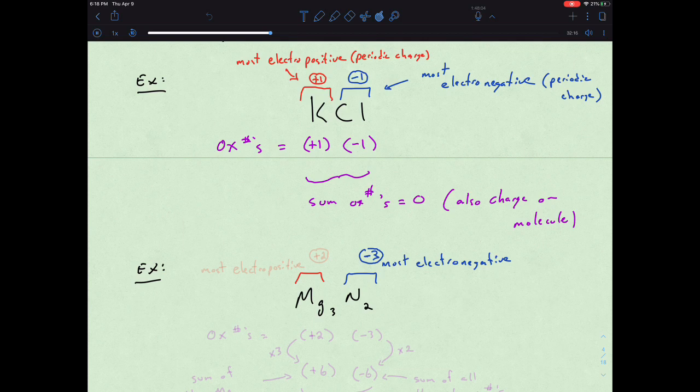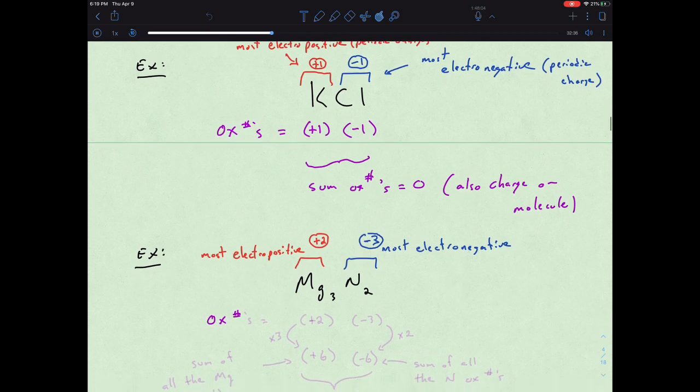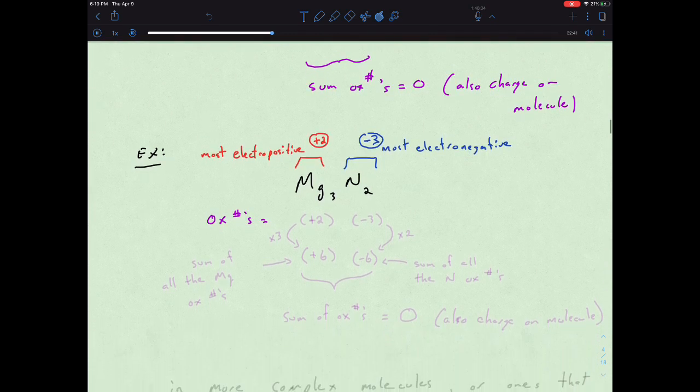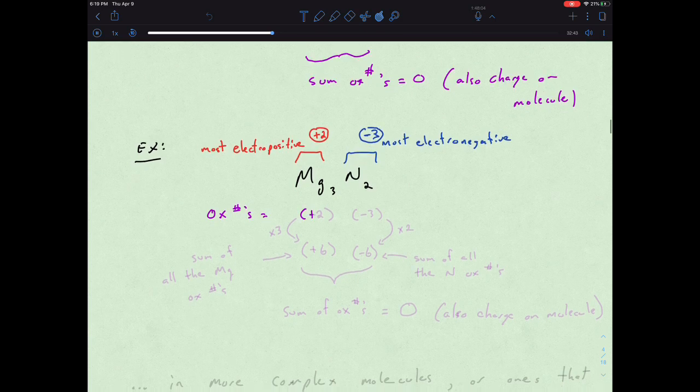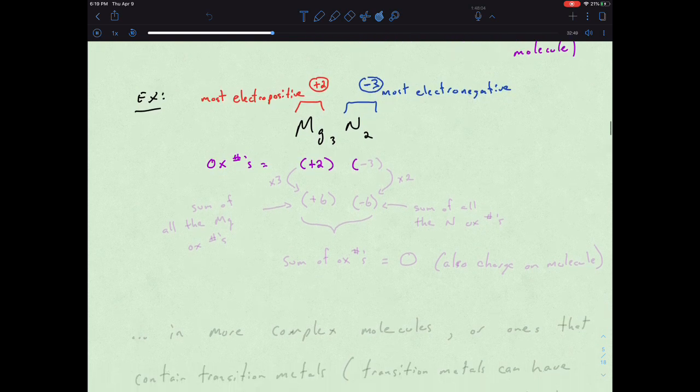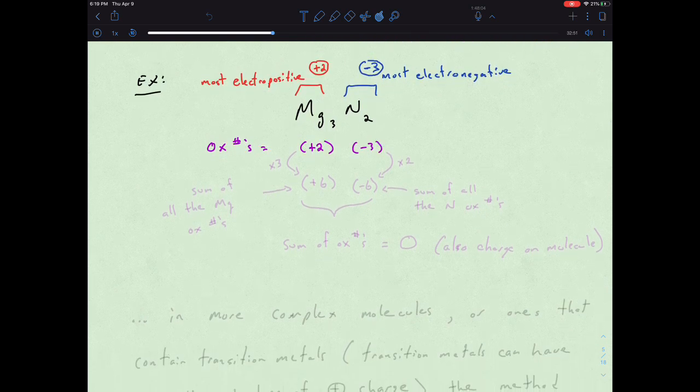And then our magnesium is the most electropositive, and so it would have a predicted charge of +2 from where we see it on the periodic table. And so the oxidation numbers here would then be equal to +2 for the magnesium and -3 for the nitrogen.